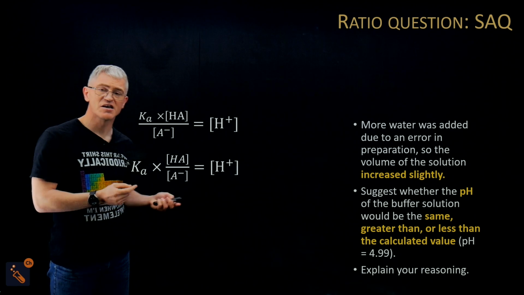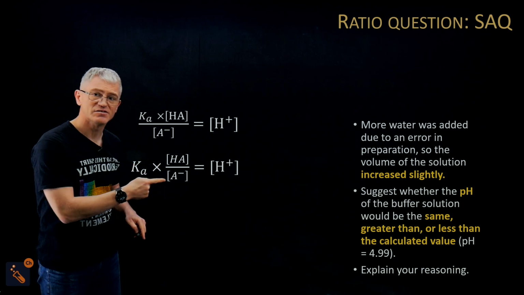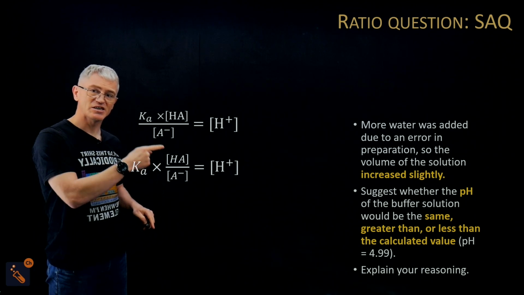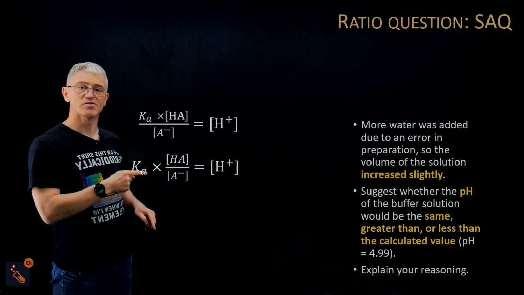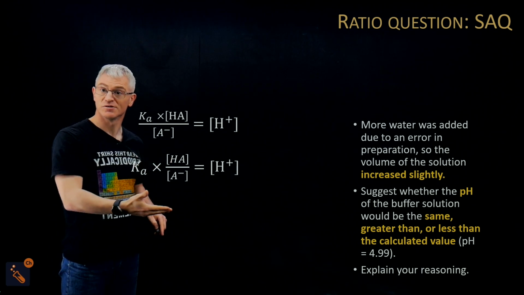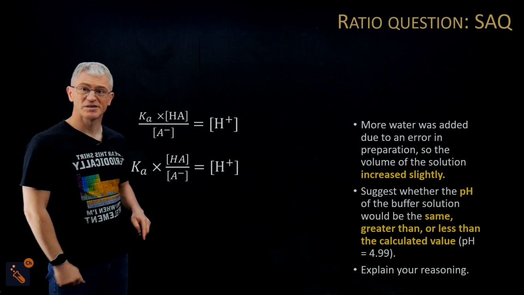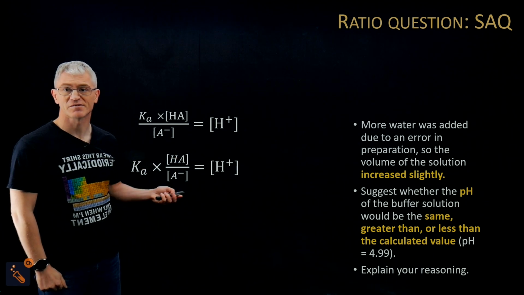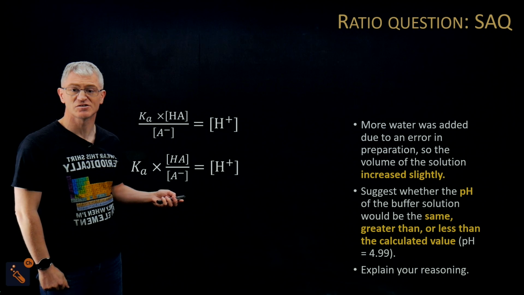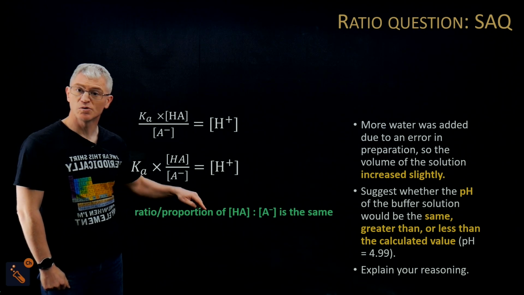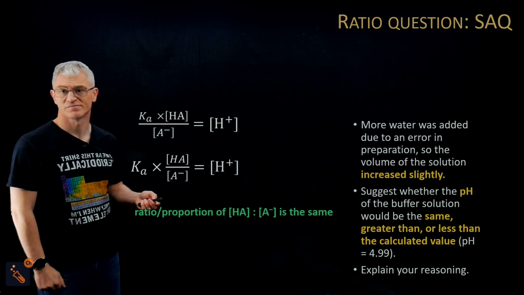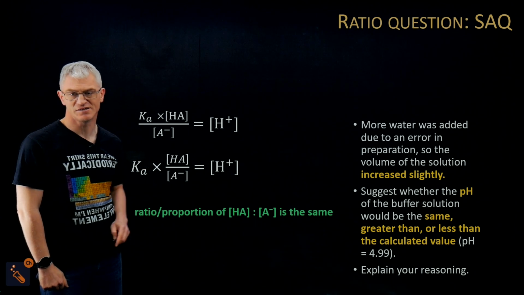So you're calculating this. It would dilute this and dilute this, which means it would change both of those by exactly the same amount, which means the change would be cancelled. So your H+ would be exactly the same number, because it's just a ratio. The ratio and proportion of HA to A- is the same because of this division here.